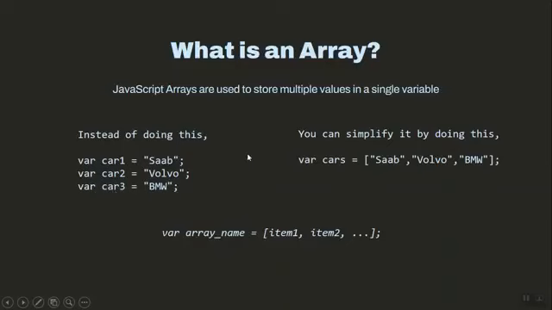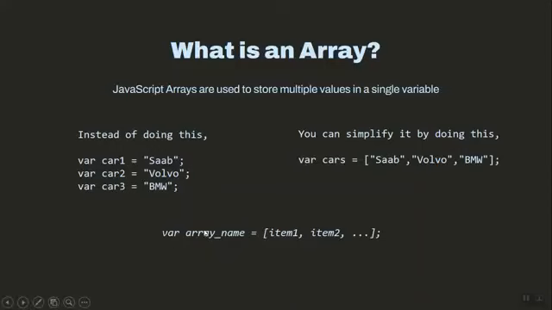We could just simply create an array. An array looks like this. It has the keyword var for declaring variables, the name of the array, which is cars, and an equals sign, which means we're going to assign a value to cars. Then inside the open and close square brackets are the values Saab, Volvo, and BMW. So we have a collection of cars inside cars.